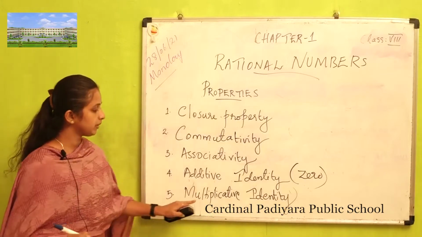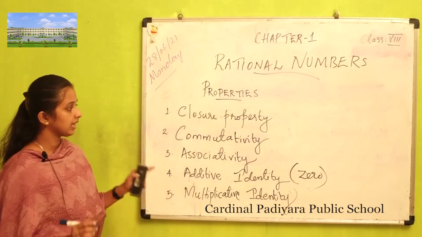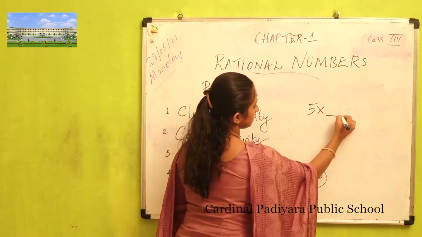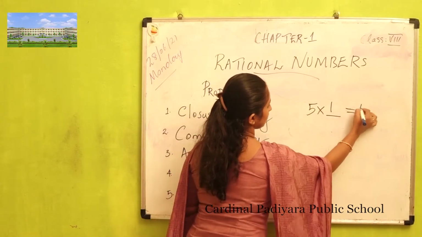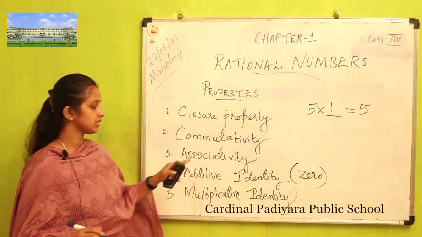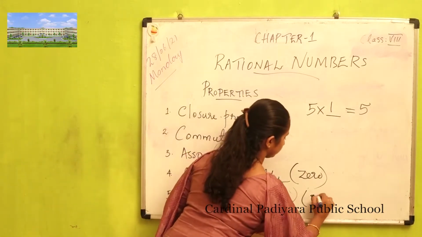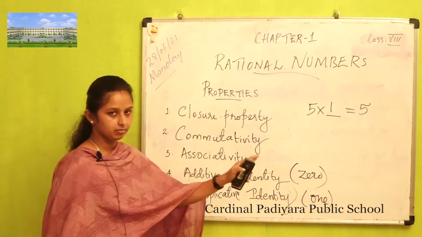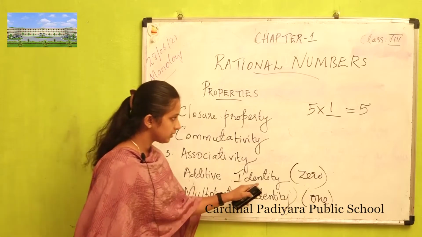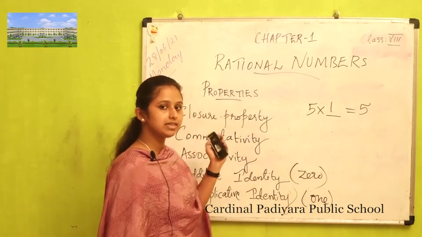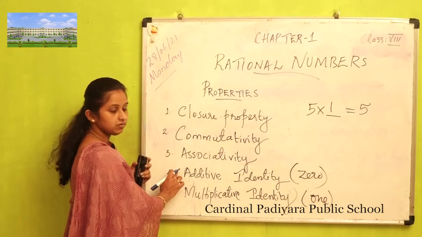Then what is multiplicative identity? That means any number, let it be 5, multiplying with 1, then we are getting the number 5 itself. So multiplicative identity is 1. When we are multiplying 1 to any number, we are getting that number. And additive identity means when we are adding 0 to any number, we are getting the same number.